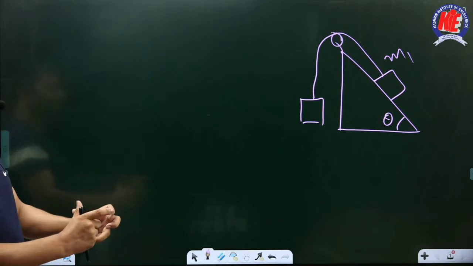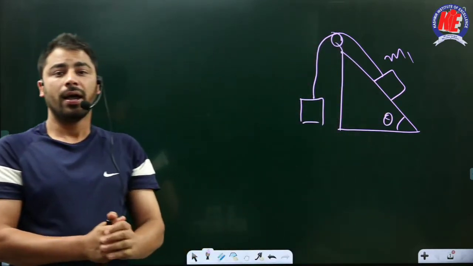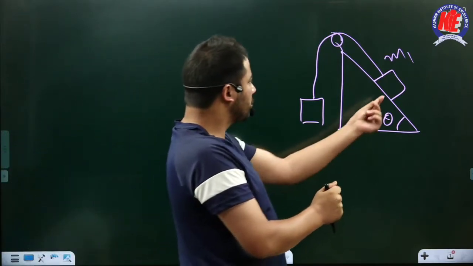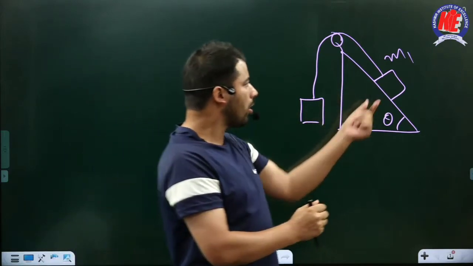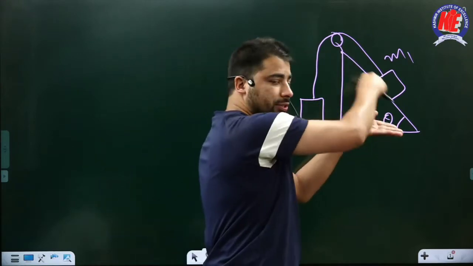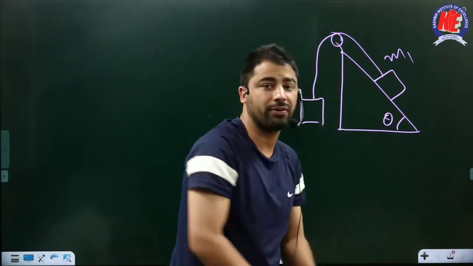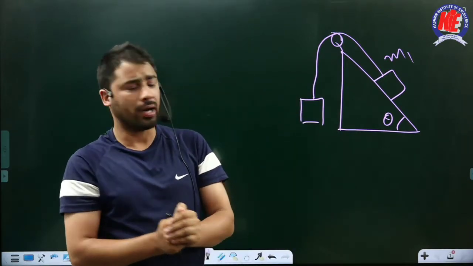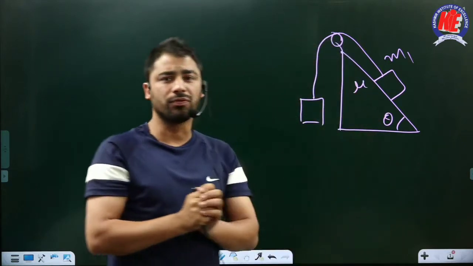So what do I have? A tilted plane, and this surface is rough in nature. When the surface is rough, obviously the block, which I assume has a mass m1, is going to rest on this inclined surface. If it's rough, then I expect there must be some coefficient of friction.